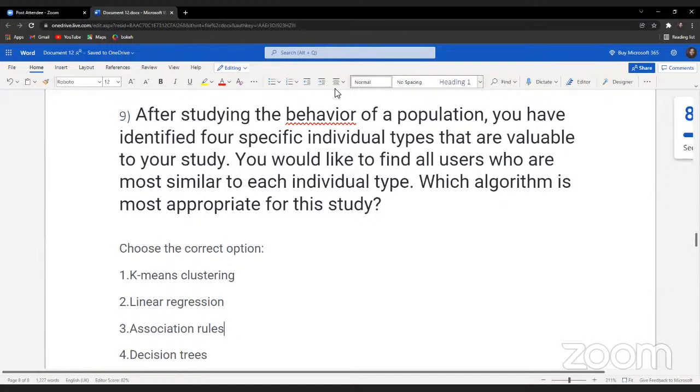I would like to give you a minute. If anyone knows the answer, please bring it to me in the chat box. I would like to see those answers, and we'll discuss the answer in a minute. Okay?